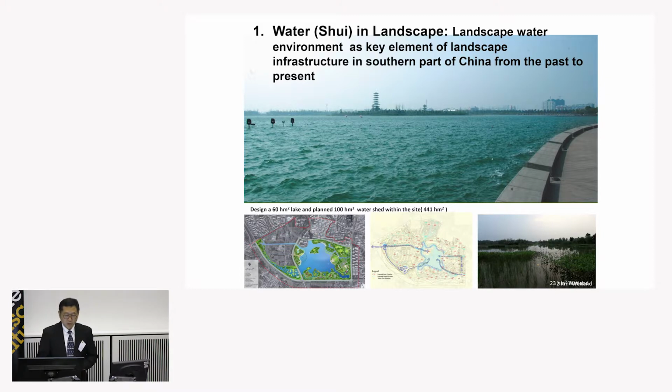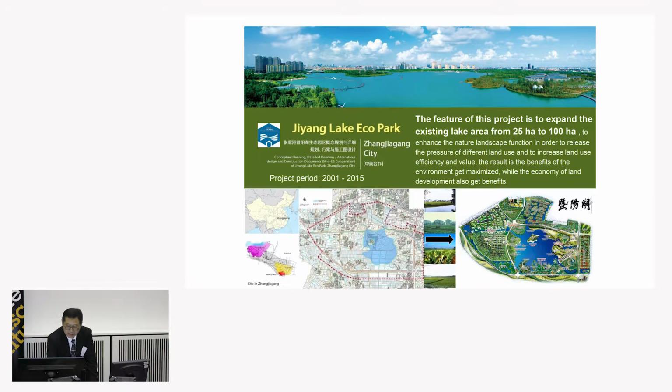Water. Water in Chinese pronunciation is shui, like feng shui, shui. In landscape, the water environment is a key element. I think that's a very important element. This is a project we did, a very successful project we did during the past 15 years.